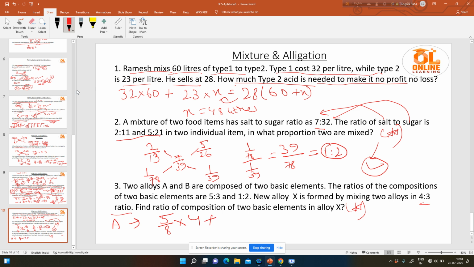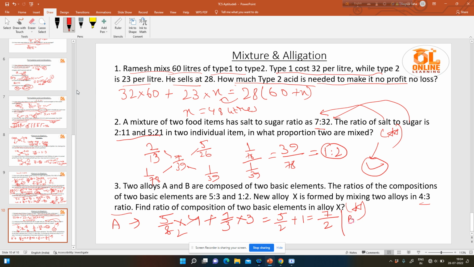In the second alloy, how much of the element is there? It is 1 by 3, and it is mixed in the ratio 3. So how much would be the first element? It would be 5 by 8 into 4 plus 1 by 3 into 3. So the 4 will cancel, so 5 by 2 plus 1. If we solve it, we will have 7 by 2.